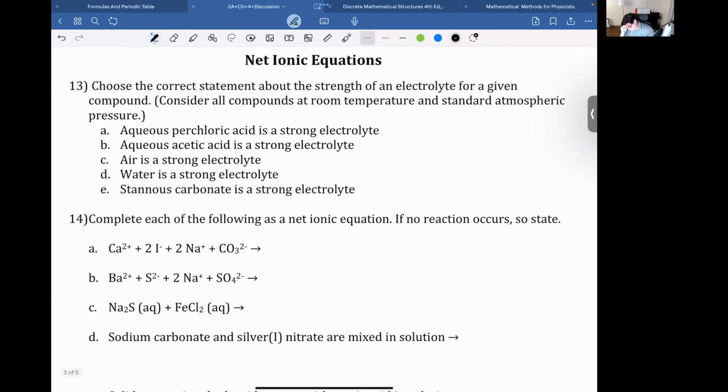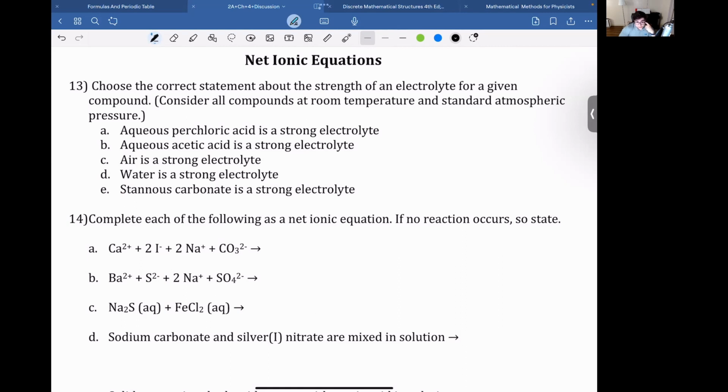Number 13, it says choose the correct statement about the strength of an electrolyte for a given compound. So an electrolyte is a solution with ions, really. So ions that conduct electricity. Pure water does not conduct electricity. You need electrolytes in your water to conduct electricity. The things that help conduct it are ions. They help electrons and charge move about in solution.